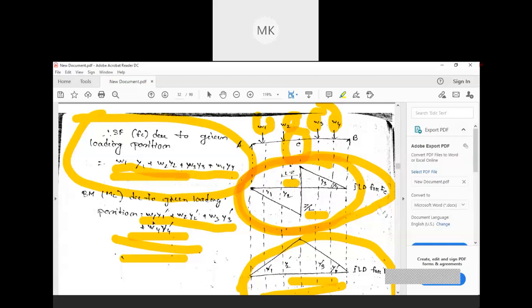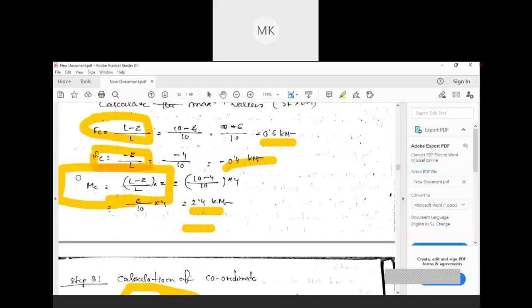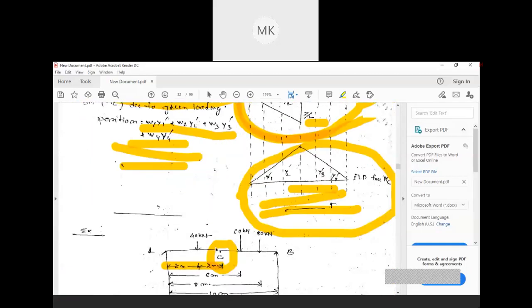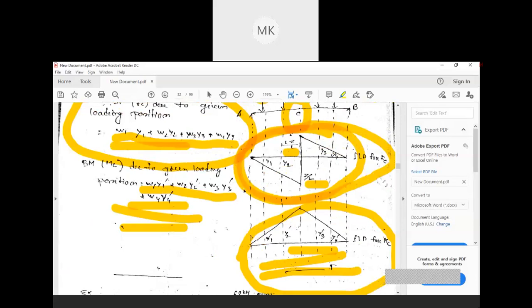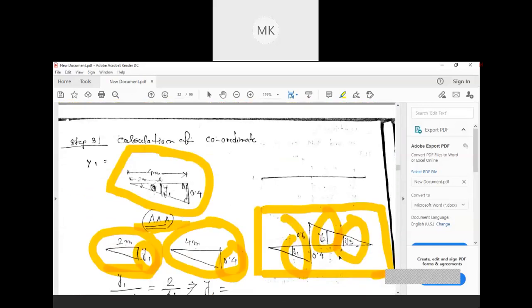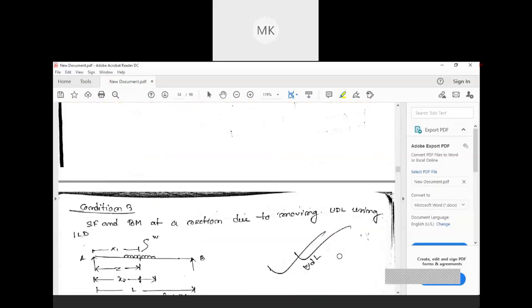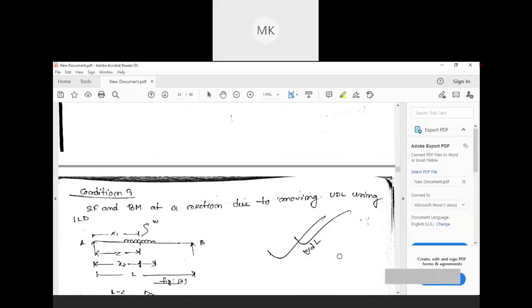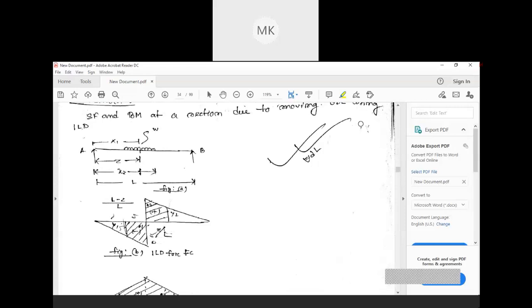Okay, MC we have already calculated. You just need to find out the ordinates y1 dash, y2 dash, y3 dash. Okay, W1, W2, W3 are already known. We just need to find out this y1, y2, y3. Okay, please try to do this. Does anyone have any doubt up to this? You can ask me.